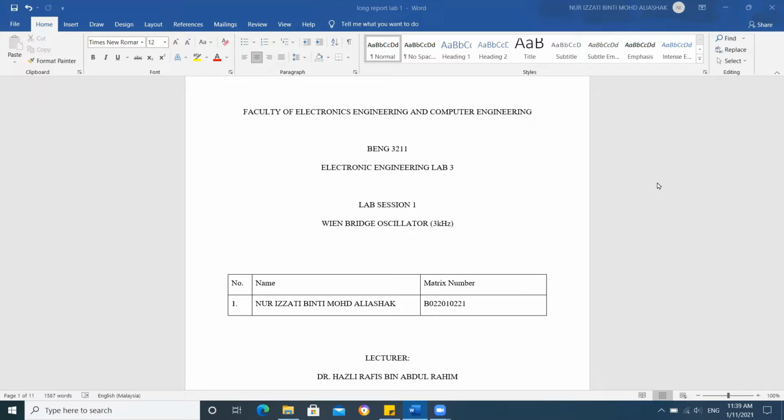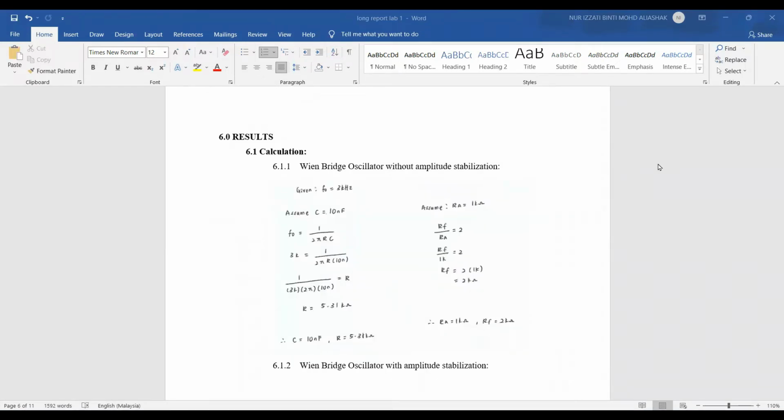In this video, I would like to present the result that I obtained in this lab session. In this lab session, the student has been asked to design two conditions of the Wien bridge oscillator. The first condition is a Wien bridge oscillator without amplitude stabilization.